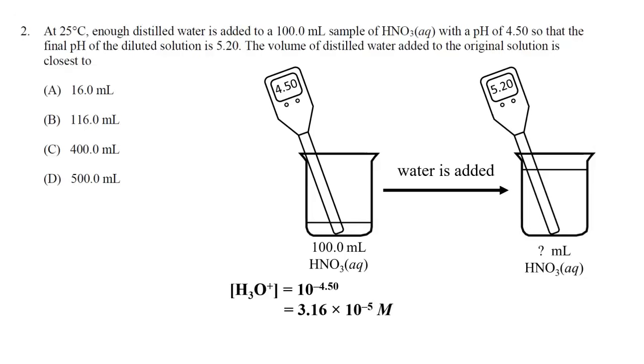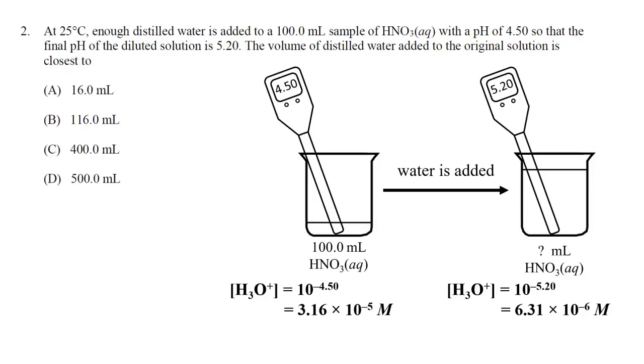But then after the water is added, we should have a lower concentration of the hydronium ion when the pH is 5.20. So 10 to the minus 5.20 gives us a value of 6.31 times 10 to the negative 6 moles per liter. So you can see that as the pH goes up, the concentration of the hydronium ion in the solution goes down. Now, what is it that we're trying to find? Well, we're trying to find the volume of distilled water that was added to the original solution.